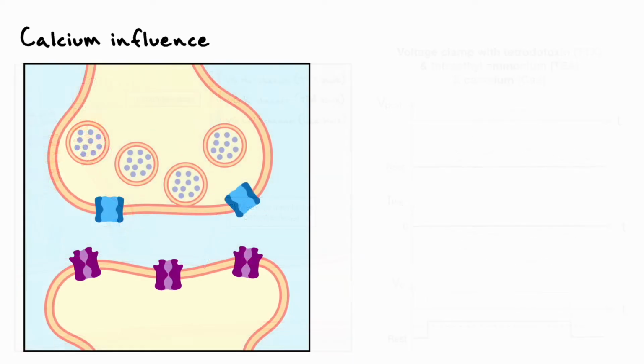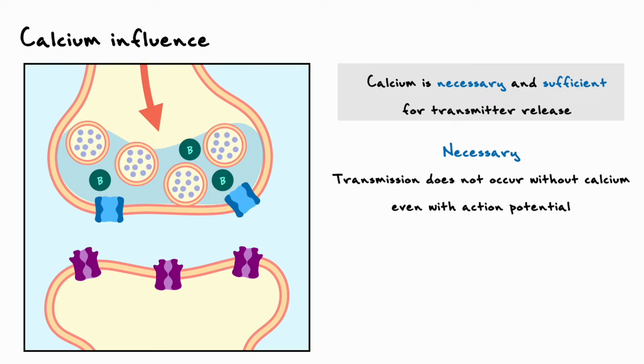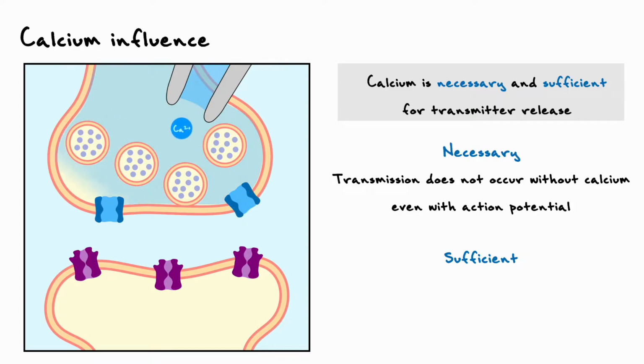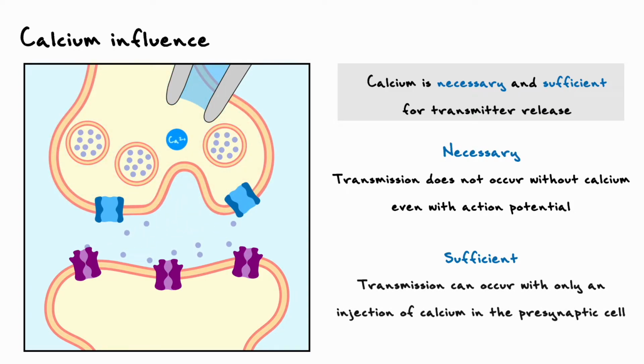In summary, calcium is often said to be necessary and sufficient for transmitter release. The necessity comes from the fact that if one adds calcium buffers in the presynaptic terminal that inactivate calcium, then even when the action potential depolarizes the terminal and calcium enters the terminal, the buffers will prevent calcium from causing the release of transmitters and thus preventing signal transmission. The sufficiency comes from the fact that if calcium is injected in the presynaptic cell, it can trigger the release of neurotransmitters even without the input of an action potential.